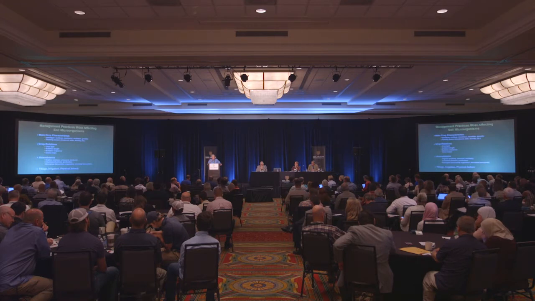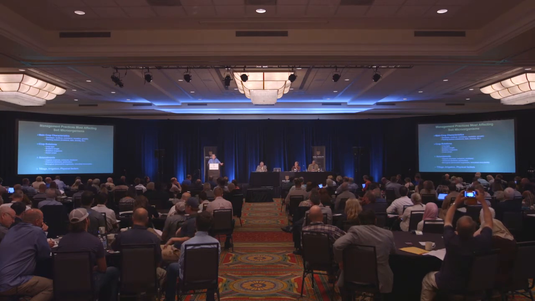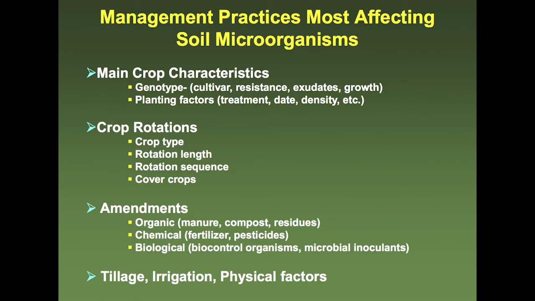So if we look at some of the management practices that have the biggest effect on soil microorganisms, they are a lot of the things that are associated with what we talk about when we're improving soil health. The main crop itself is important for influencing soil microorganisms, from the cultivar used, its level of resistance to diseases, the root exudates it produces, and its growth patterns and type of root growth, and other planting factors are all important. Other plants in the system, such as your rotation crops or cover crops, green manures, from crop type to rotation length, rotation sequence, cover crops, other amendments, whether they're organic, chemical, or biological, all can be factors, and other physical things like tillage and irrigation.